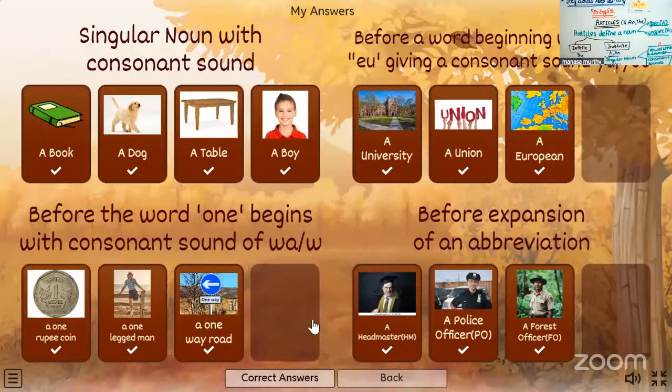Made a note of it, children? Shall we move on with another article? We are good to move on. Let me know. We'll start with article an.